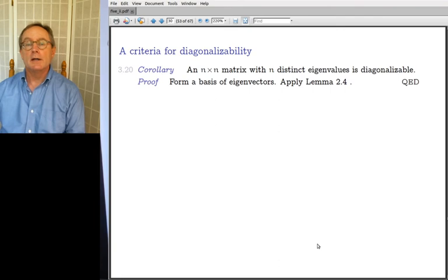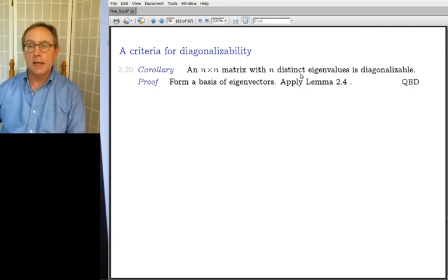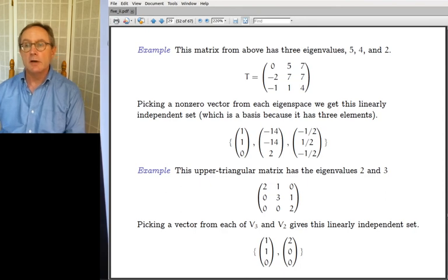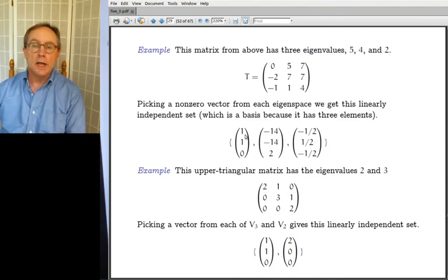So the criteria for diagonalizability is if you have an n by n matrix with n distinct eigenvalues, like this guy right here, this is a 3×3 matrix with three distinct eigenvalues. Why then you get a basis of the correct size, beta 1, beta 2, beta 3, by picking a vector from the eigenspace for 5, a vector from the eigenspace for 4, and a vector from the eigenspace for 2. So this is a basis because it has the right size. It's a linearly independent set of size 3 in R3.